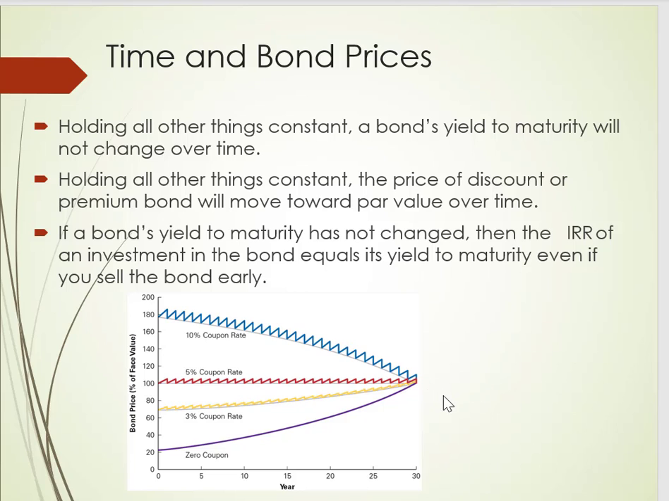Now, when a bond matures, it is worth exactly $1,000 because that's when the loan is paid off. So if you hold everything else constant, the yield to maturity doesn't change over time. When you buy it, it's fixed until it matures. But again, when it matures, it's always going to be worth $1,000. And here you can see several different types of bonds, how their values change up until the 30th year, in this case, when the bonds are equal to $1,000.